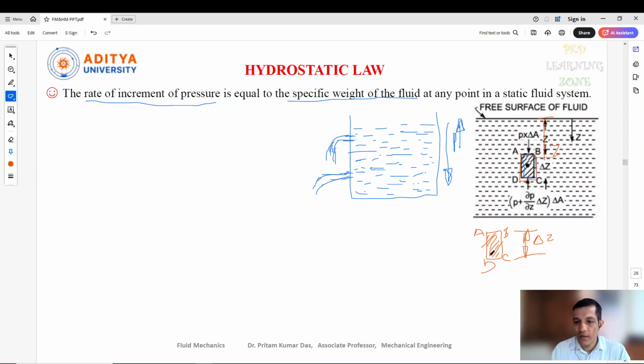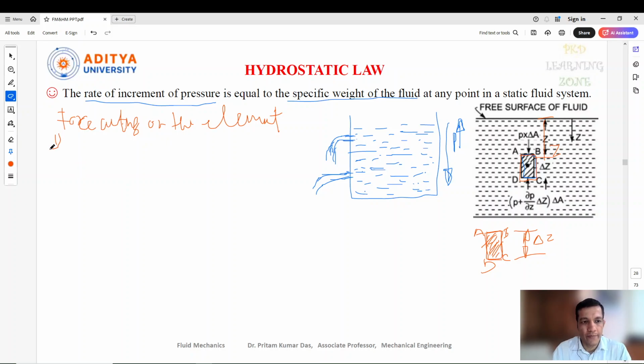Now this element will be affected by the pressure at different sides. So we need to first identify what forces are acting, or what pressure is acting on all the sides. So first let's write the forces acting on the element at different sides or different surfaces. How many forces are going to act on this? Let's identify that.